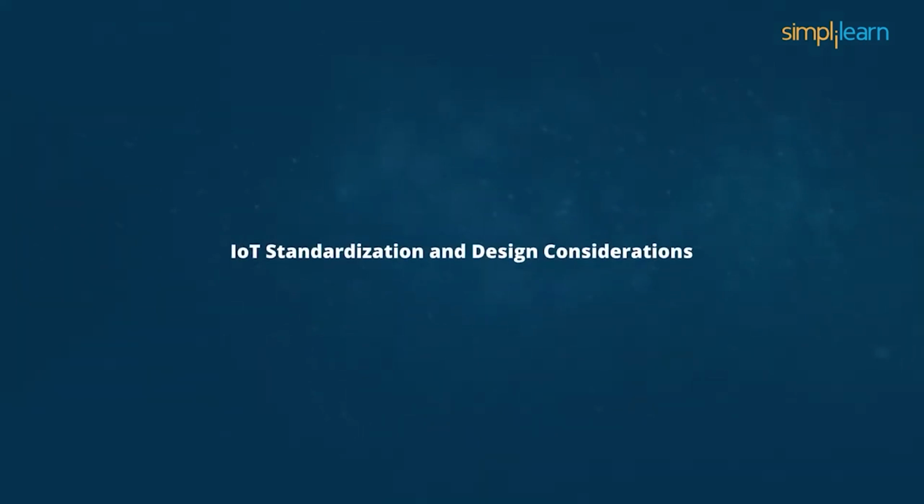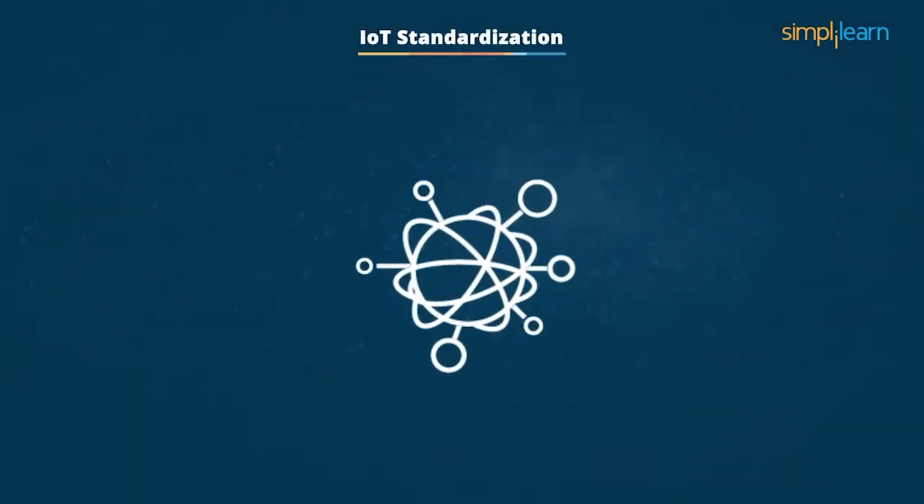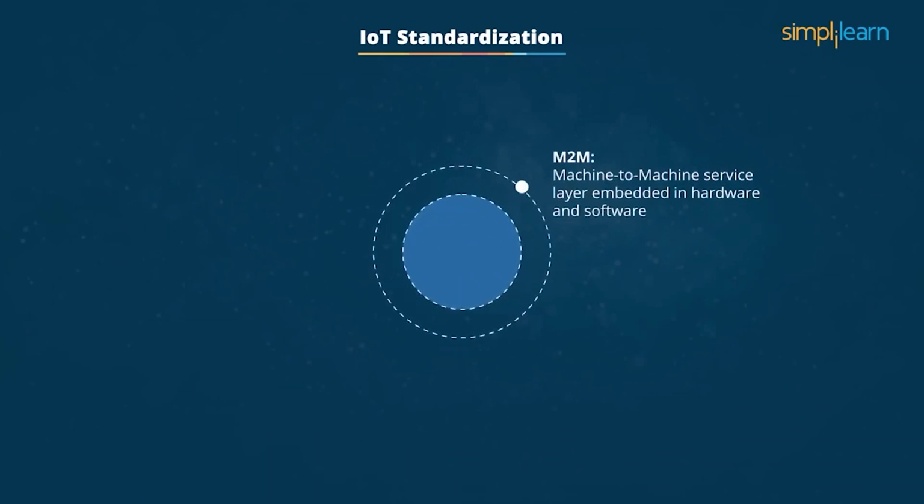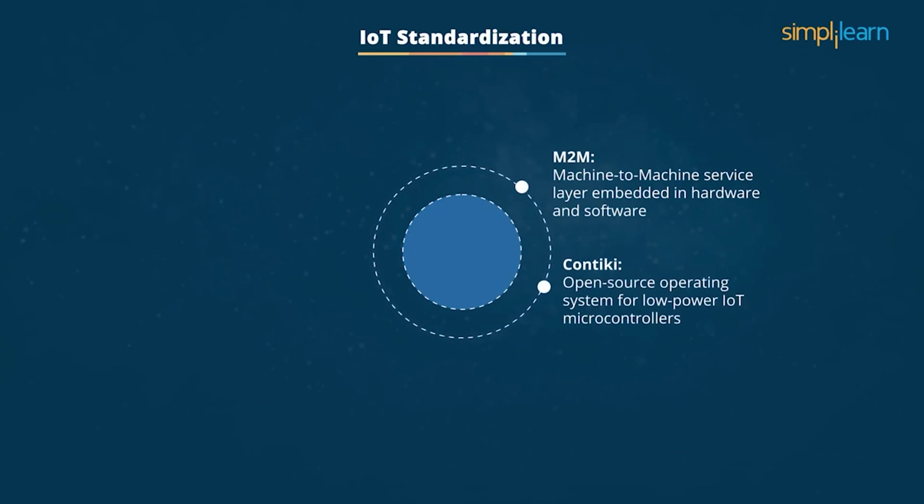IoT standardization and design considerations. There are a number of IoT standards, and these are evolving over time. Some of the key ones are M2M, that is a machine-to-machine service layer that can be embedded in hardware and software to connect devices. Contiki, which is an open-source operating system for low-cost, low-power IoT microcontrollers.